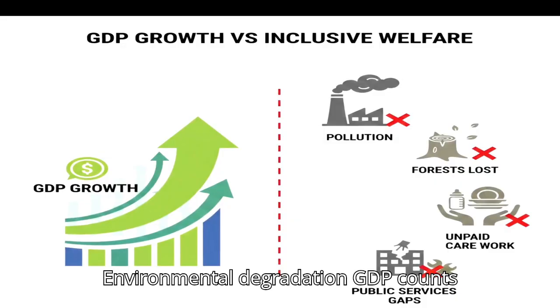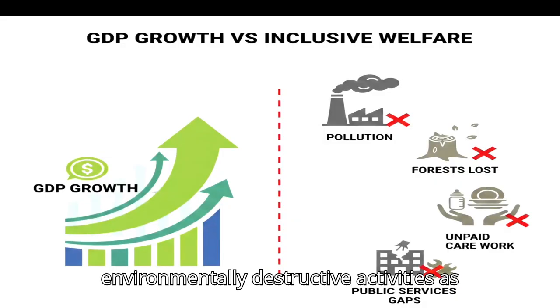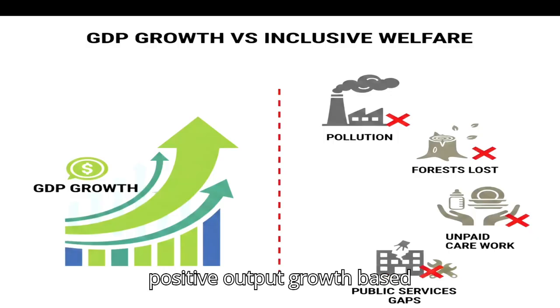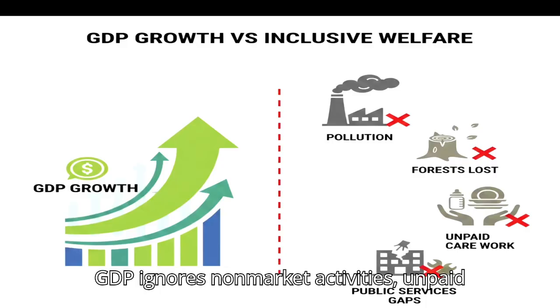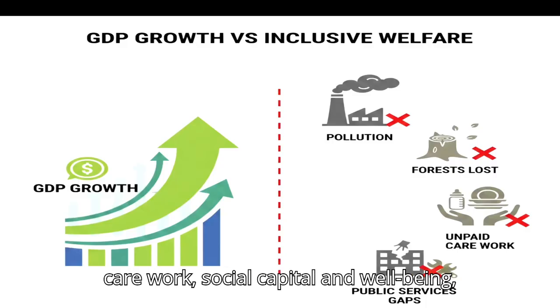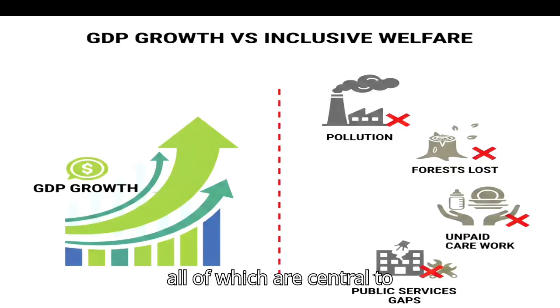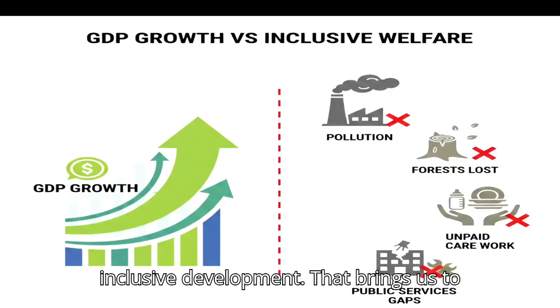Fourth, environmental degradation. GDP counts environmentally destructive activities as positive output. Growth based on polluting technologies, resource depletion, or ecological damage reduces long-term welfare and sustainability. And finally, neglect of quality of life. GDP ignores non-market activities, unpaid care work, social capital, and well-being, all of which are central to inclusive development.